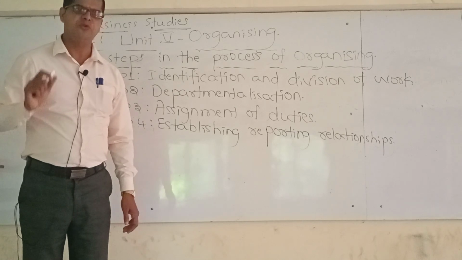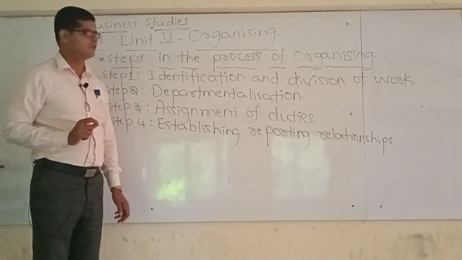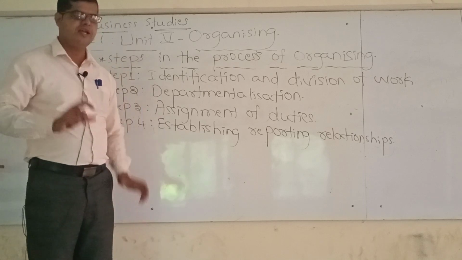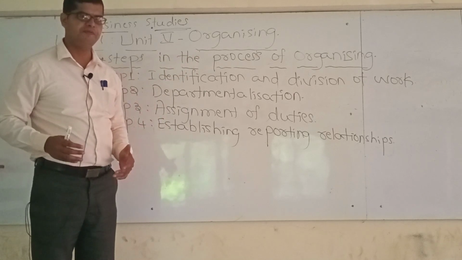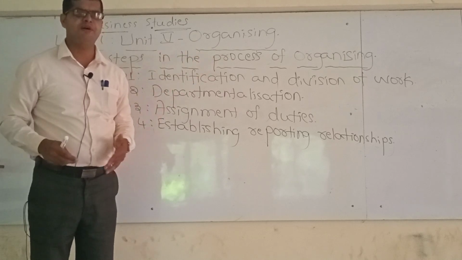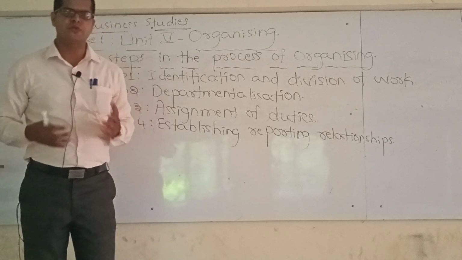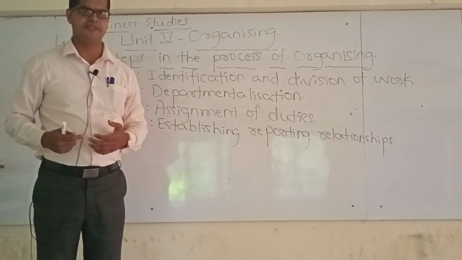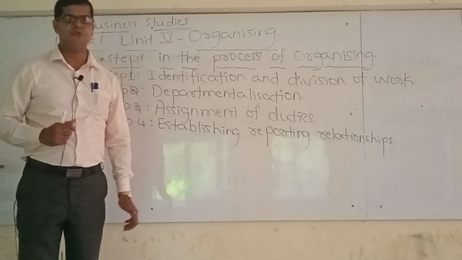That is why we call organizing a process. Why do we call it a process? Because of all these things: identification and division of work, identify the work and divide the work, make the departments of the divided work, then assign duties to all those workers in different departments, then collect feedback, establishing reporting relationships so that we can solve the problems and reach our targets. Okay, so this is the concept of organizing and the steps in the process of organizing.